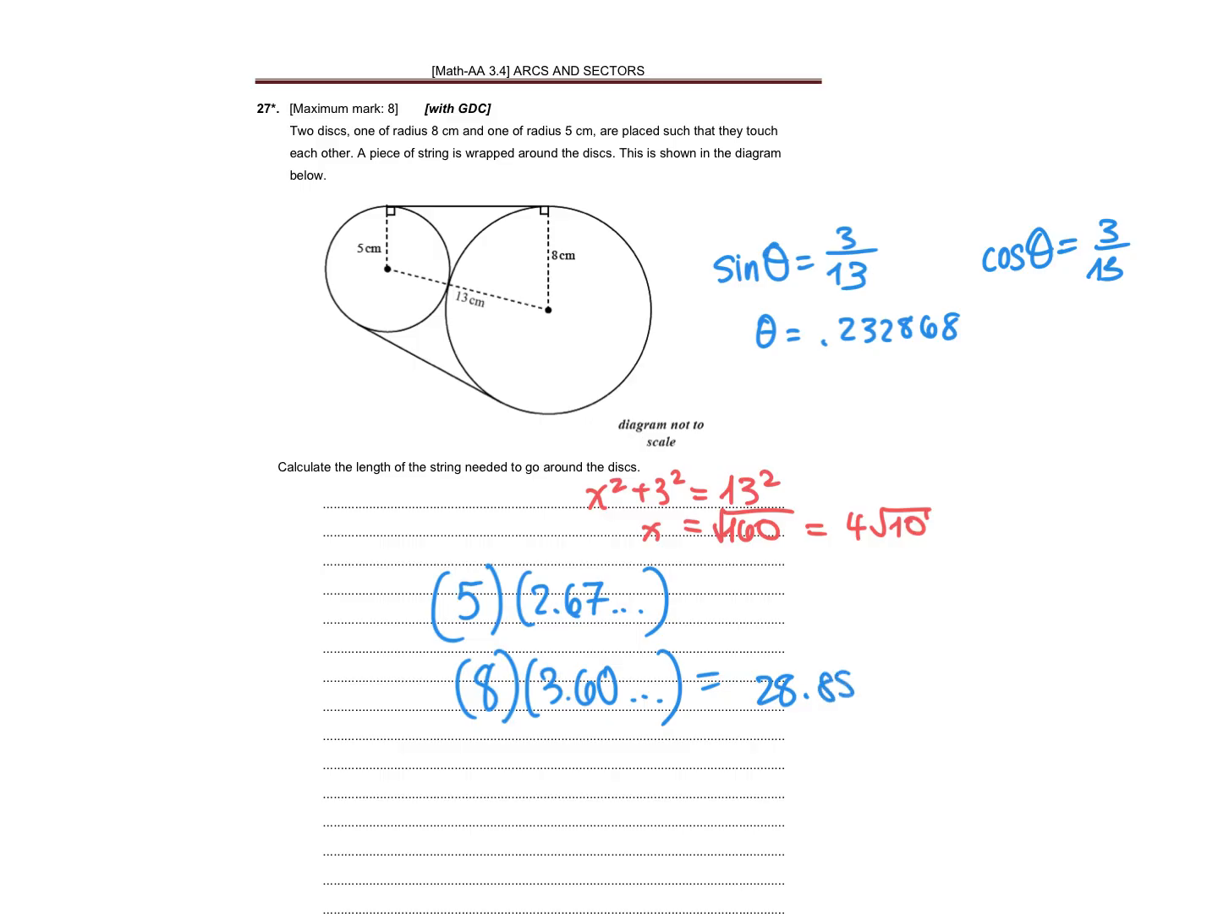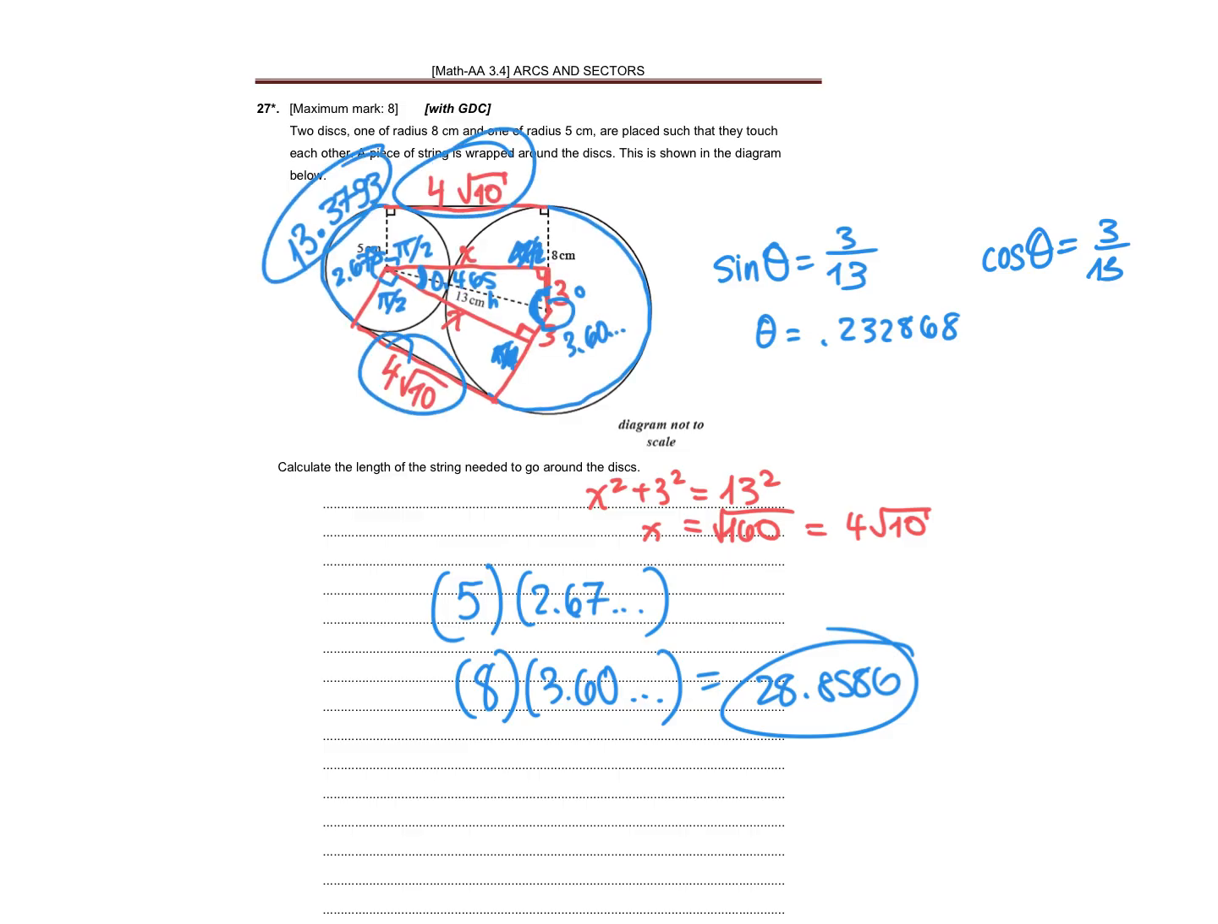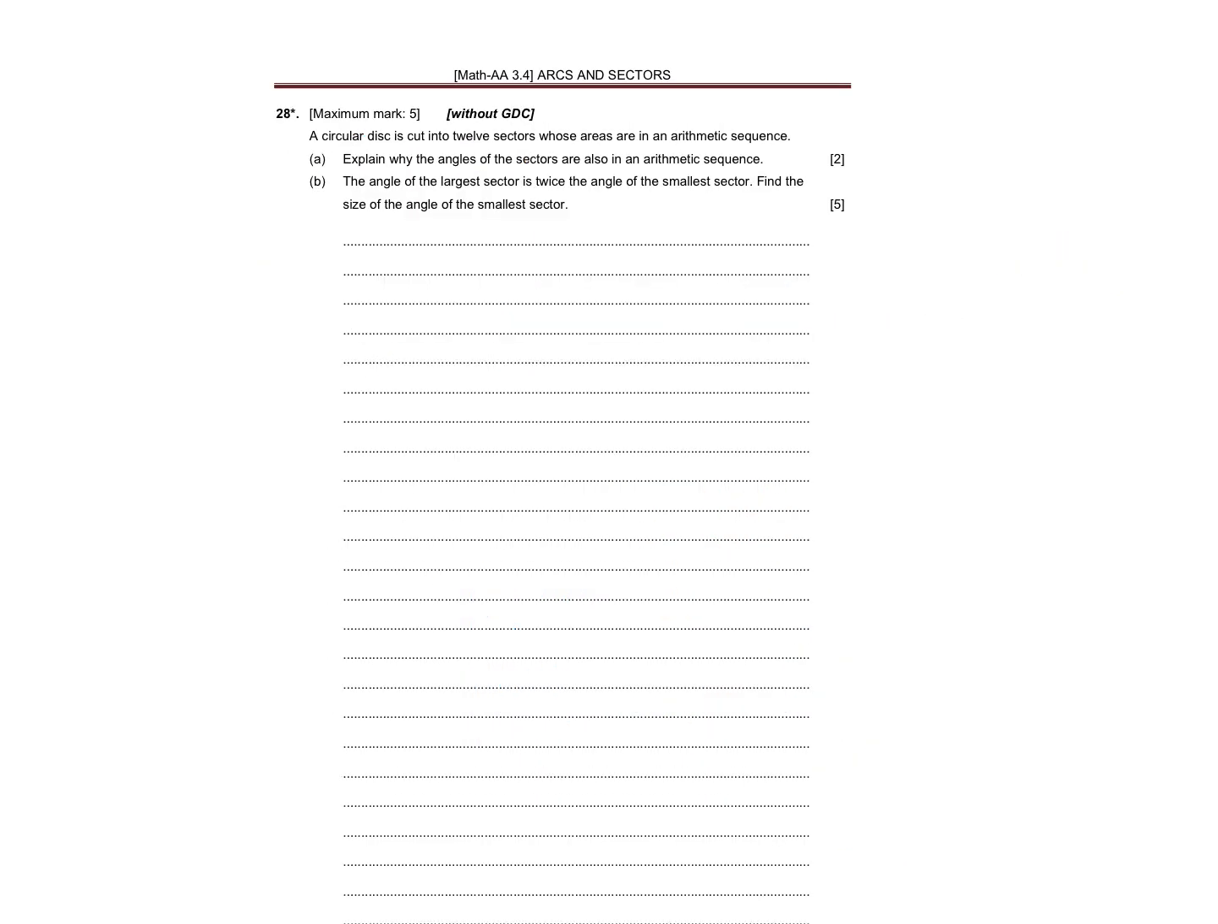28.8586. So now we need to add this, and both of those. So that plus the 13 plus 2 4√10s, which gives 67.5 centimeters.